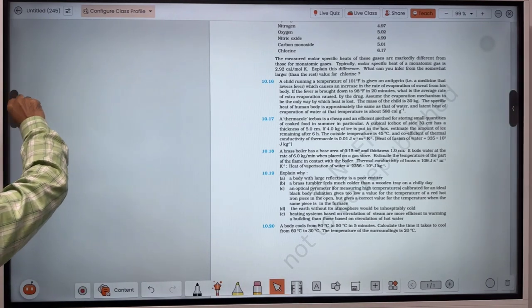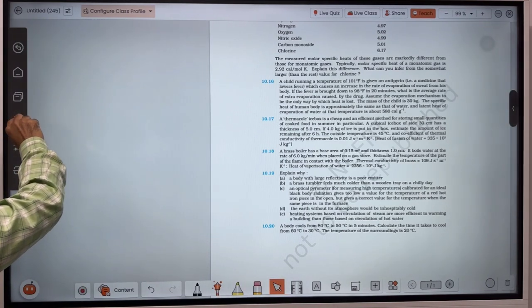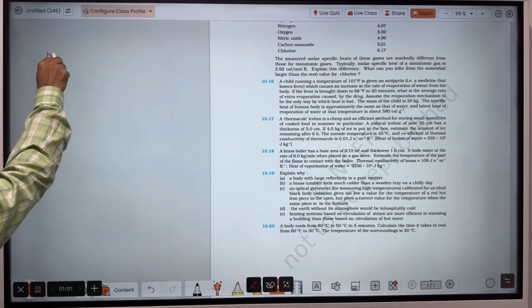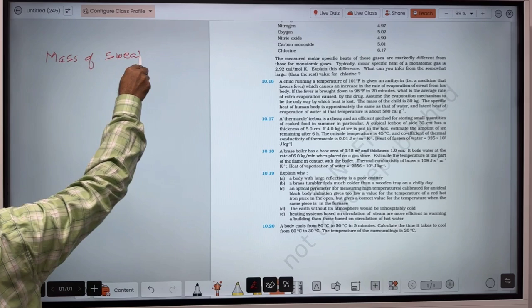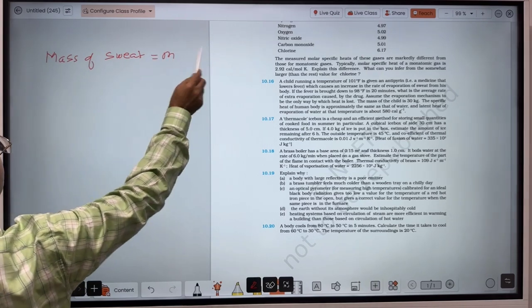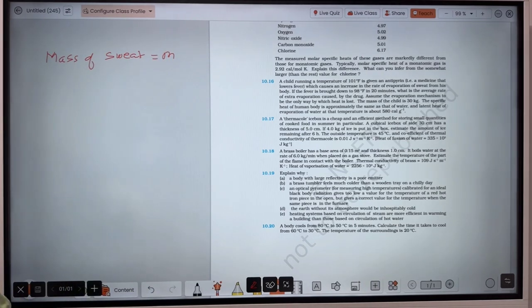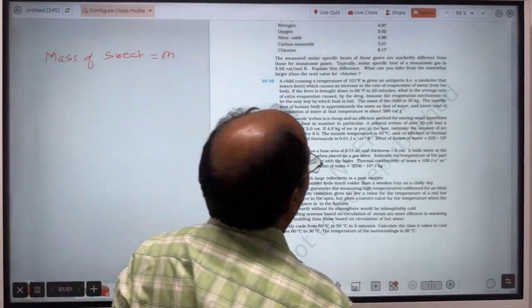So we say that suppose m gram of sweat is evaporated. So mass of sweat we take as m gram, and latent heat is given in our question. It is how much? 580.